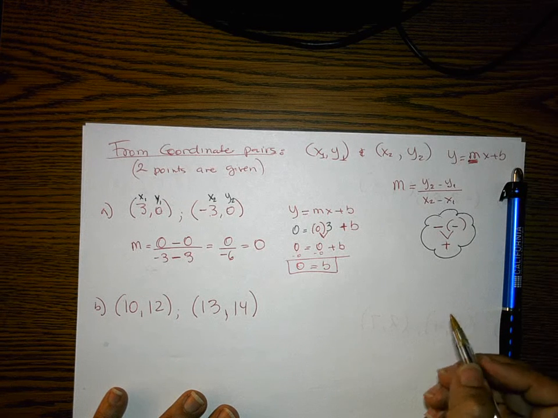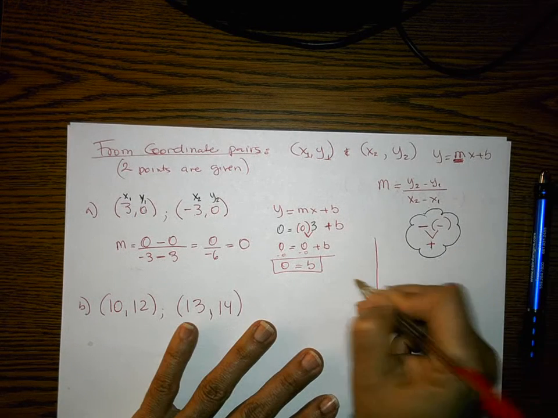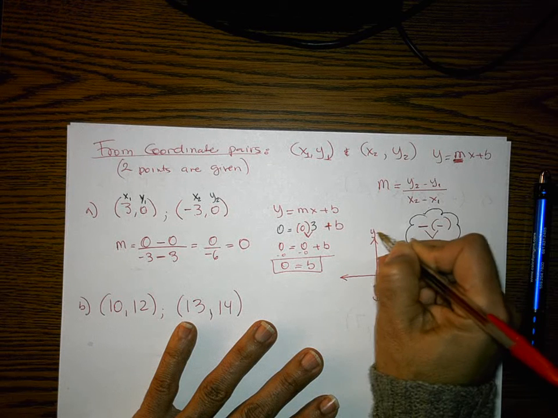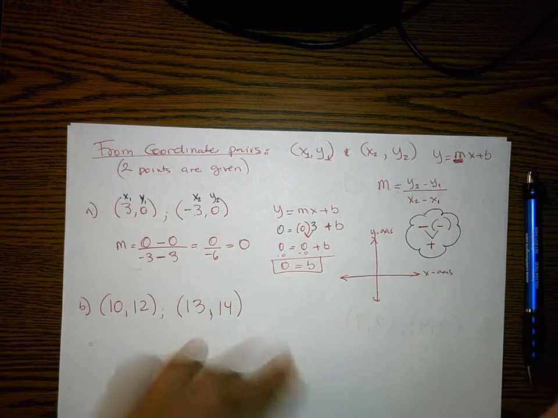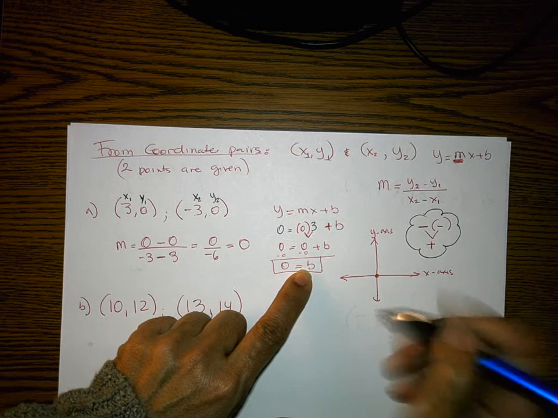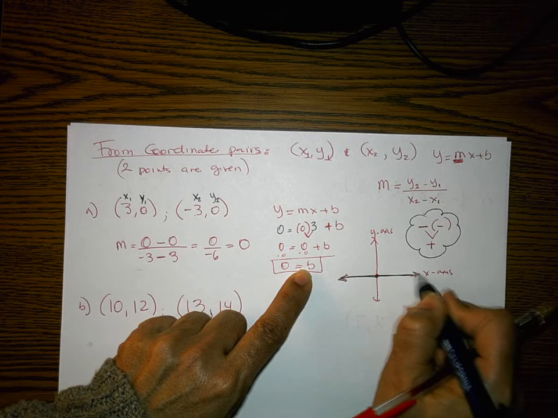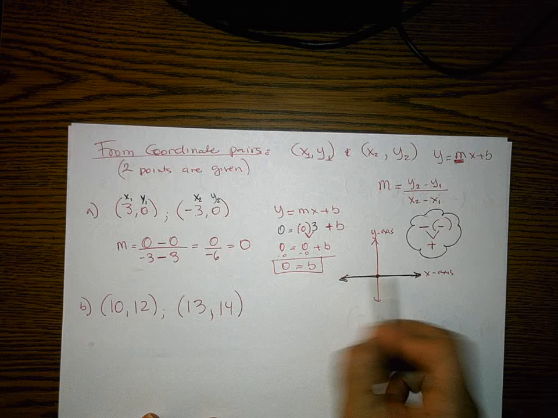Okay, so in other words, if I was to draw the graph, this graph would be this line right here. This is the y-axis, this is the x-axis. The b is 0, that means it's right here at 0. My line would be the one right on top of the x-axis. It would actually be the line that forms the x-axis. And there's no slope, the slope is 0.